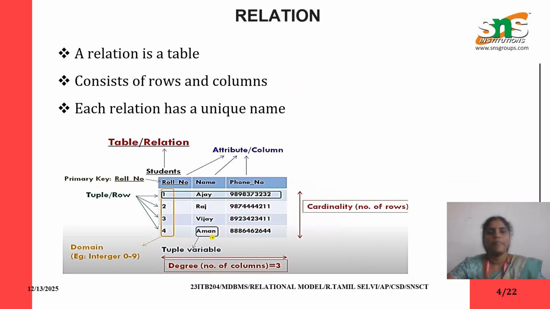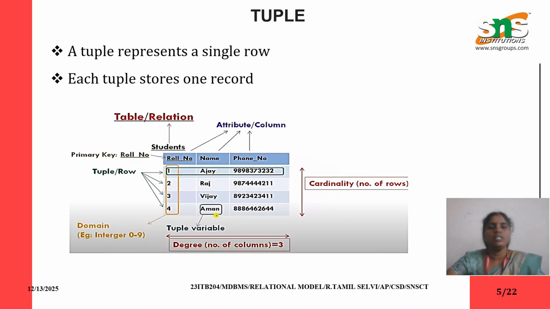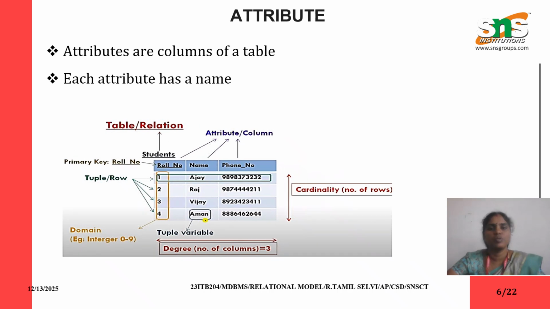First one, relation. A relation is simply a table. It contains rows and columns and represents a collection of related data. Next one, tuple. Each row in a table is called a tuple. It represents a single record in the database. In this figure, we have 4 tuples. 1, 2, 3, 4. Next one, attribute. Attributes are the columns in the table. For example, consider this example. Here we have roll number, name, and age as the attributes.